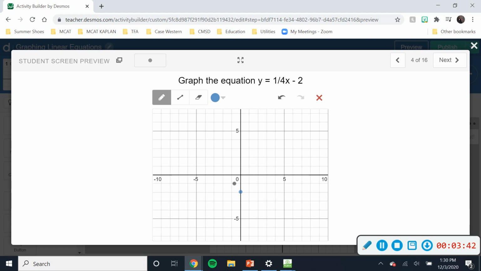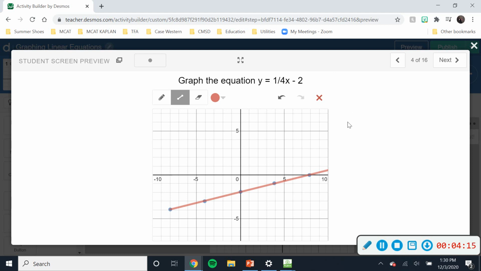So the 1 means that we go up 1. And then the 4 means we need to go 4 spaces to the right. 1, 2, 3, 4. And then we keep following that, go up 1, then go over 4 spaces. I'm going to extend this over here as well so that we can connect our full line. And then I'm going to change the color. I'm going to draw the line connecting all of these dots right here. And this would be our line for the equation y equals 1/4 x minus 2.